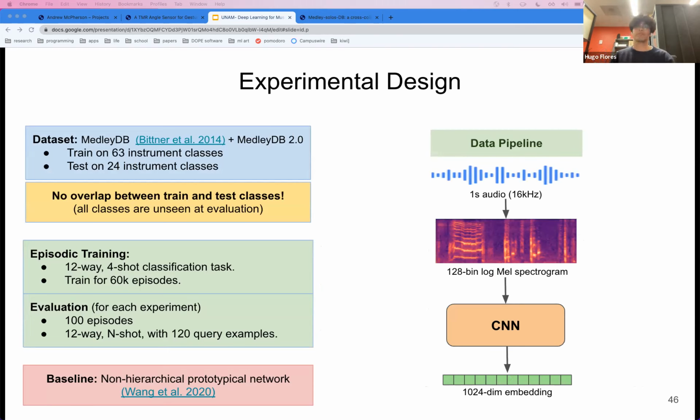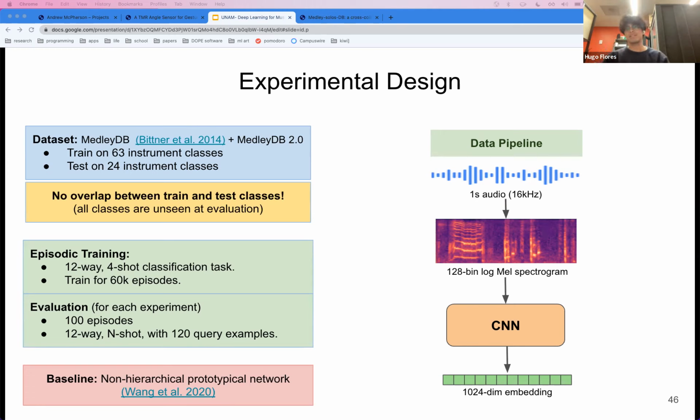We evaluated our proposed prototypical network in a few-shot learning task composed of instruments that we had never seen before training. So we took all of the METLI-DB and METLI-DB 2.0 datasets, and we kept 63 instruments for training and 24 for testing. So the 24 instruments used during testing were never seen during training. Those are completely new instruments, and we're trying to evaluate how well our model does on instruments that it's never seen before.